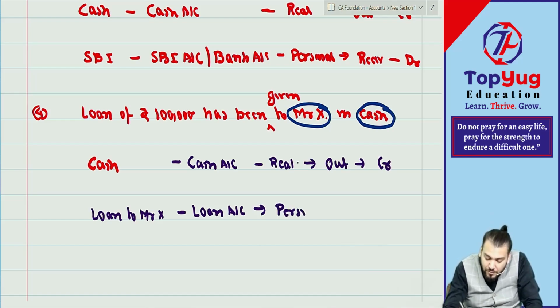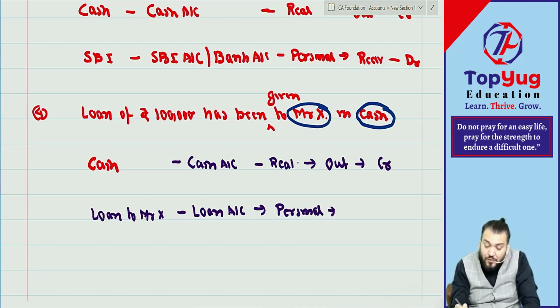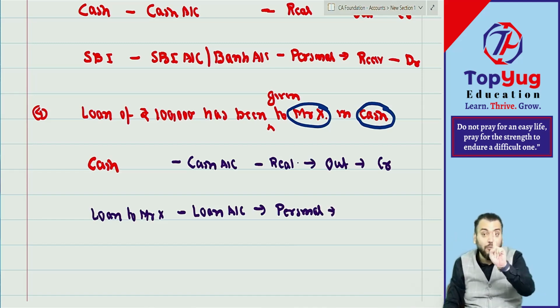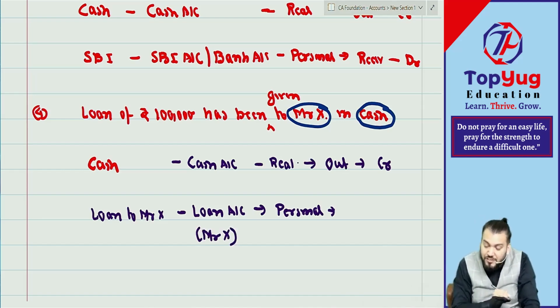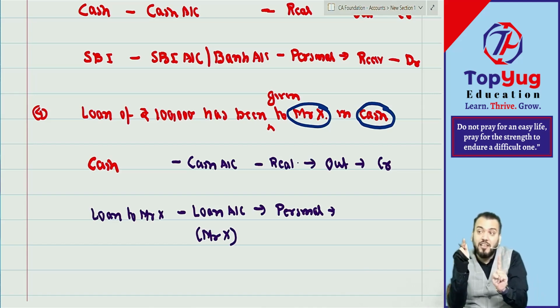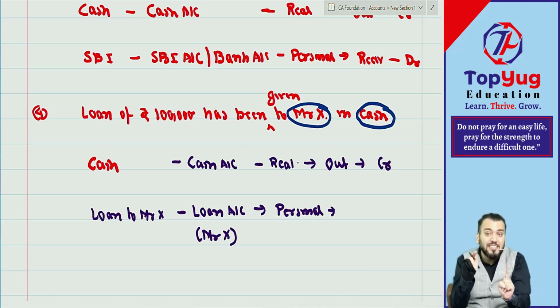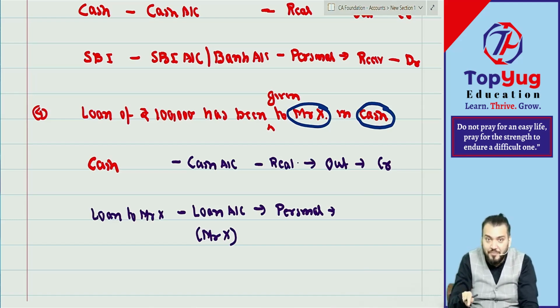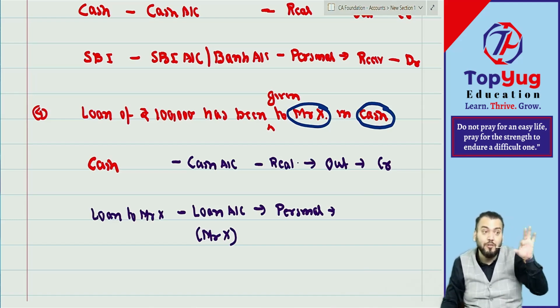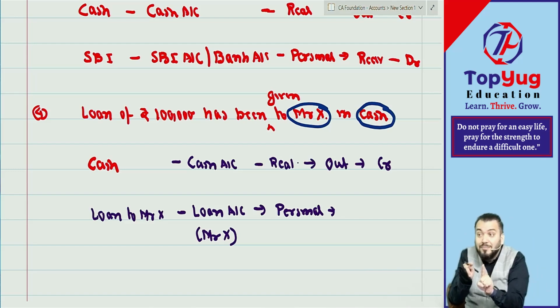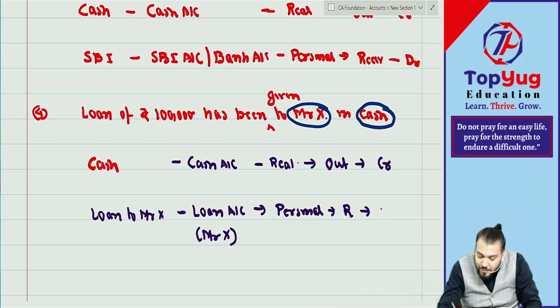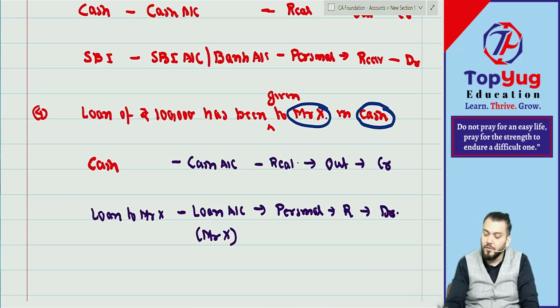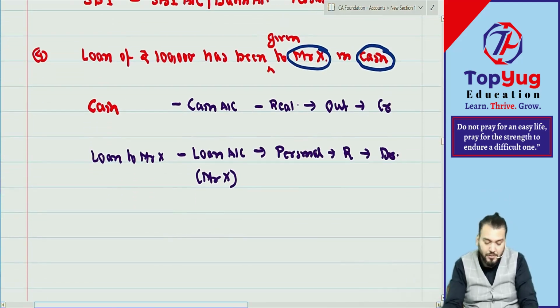Personal account. So just think from Mr. X's point of view. Don't think from loan point of view. Because loan represents Mr. X. Mr. X is a person, but is Mr. X receiver or giver? Receiver. If you think of loan point of view, you're confused. So loan represents Mr. X. Think from Mr. X's point of view, whether receiver or giver. So receiver becomes what? Debit. Understood? Correct.